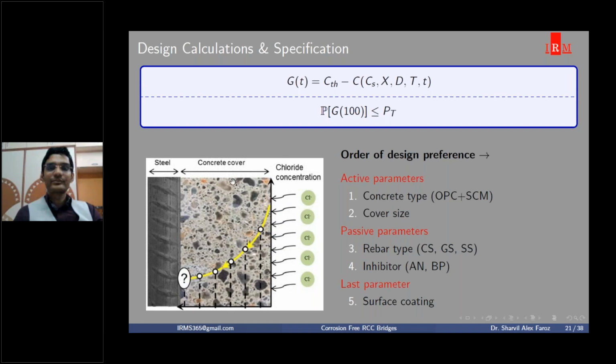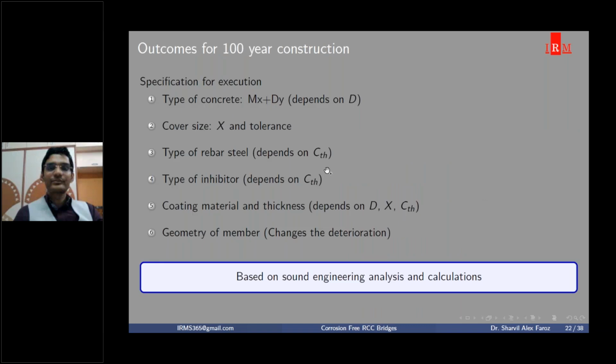In this figure on the left hand side, you can see how the mechanism takes place. External chlorides are penetrating, and we want a design that tells me what the best geometry should be for my viaduct, what the best concrete should be, what the best size of cover should be, what type of steel reinforcement I should be using, and whether I should be using any admixtures or any coating. These are the outcomes which I should ideally be getting from my design, right?